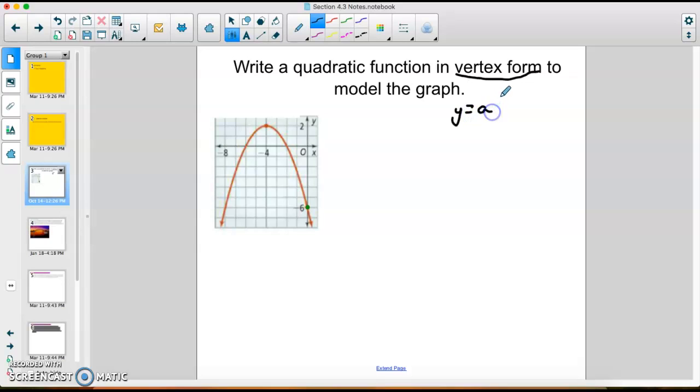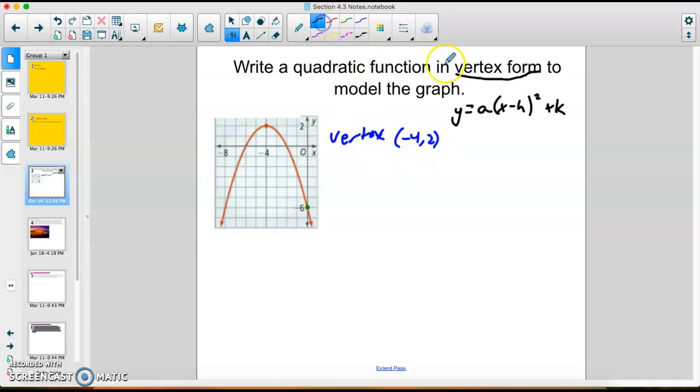And so we had a times (x minus h) squared plus k, where (h, k) was the vertex, right? So we would move right or left, and then up or down, and then this determined how narrow or how wide it was. So our first step, where's our vertex at? Our vertex point is at, let's see, what is this? -4, and it goes up 2.